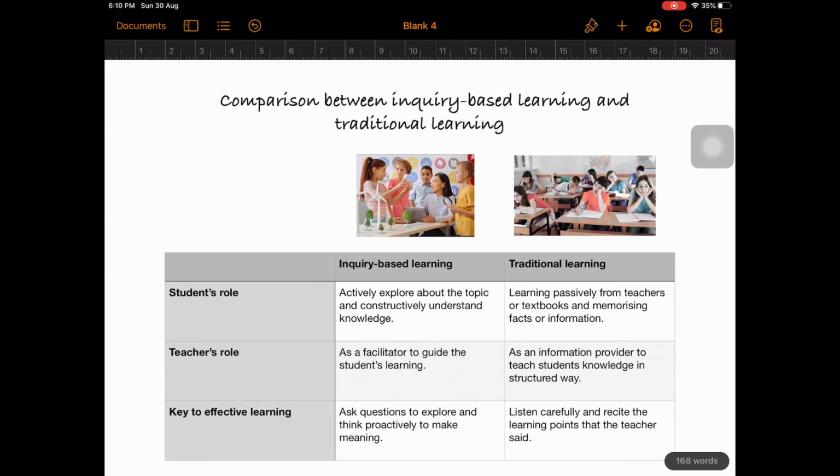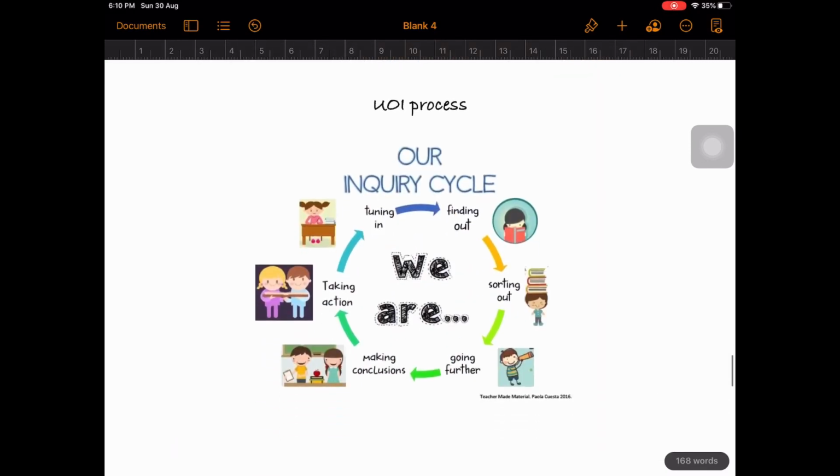UOI process. To kick-start an UOI, firstly, you have to ask open-ended questions about the topic. These are the things that you want to learn more about. Secondly, find out information about the topic. You can do some research on the topic, do experiments, investigate, and sort out the information you need in a systematic way. After that, present to others and discuss the topic to go further. Then you can make conclusion. Finally, we reflect on what we have learned and take actions.